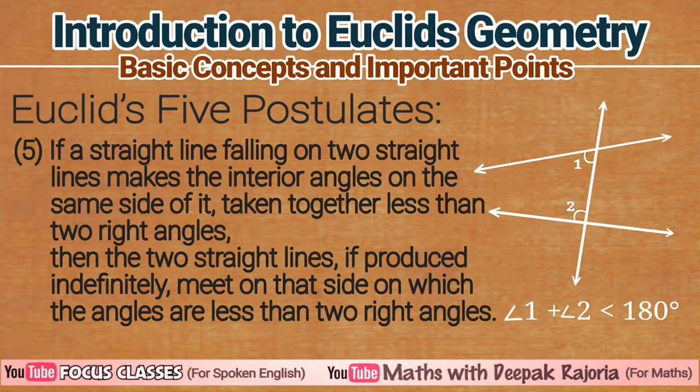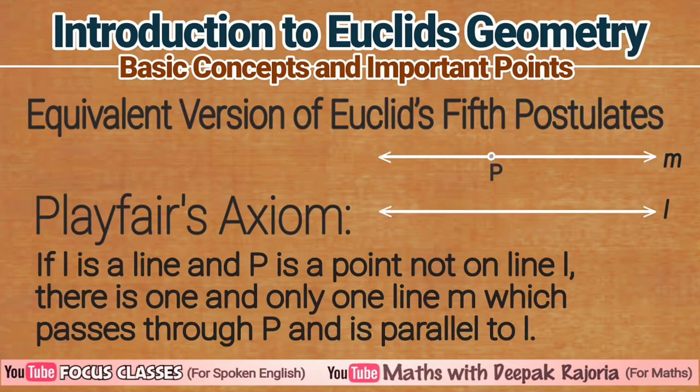Number 5: if a straight line falling on two straight lines makes the interior angles on the same side of it taken together less than two right angles, then the two straight lines, if produced indefinitely, meet on the side on which the angles are less than two right angles. Equivalent version of Euclid's fifth postulate, or Playfair's axiom: if L is a line and P is a point not on line L, there is one and only one line M which passes through point P and is parallel to L.